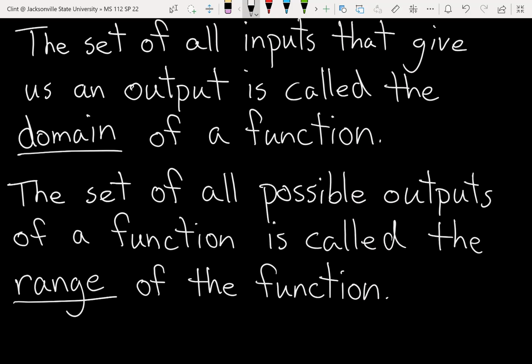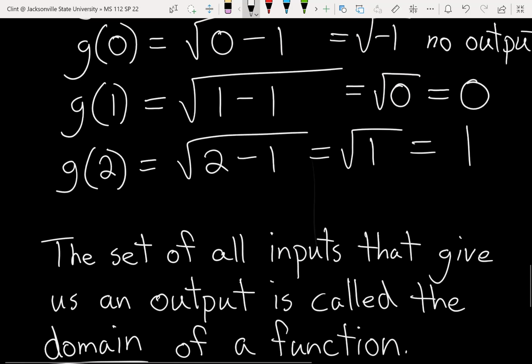So thinking about this more along the lines of how we're going to use them in 112. The domain, if we're thinking about using real numbers as our inputs, and real numbers as our outputs, then the set of all numbers that give us an output of a function, that's our domain, and the set of all the possible numbers that we can get out of our function, that's our range.